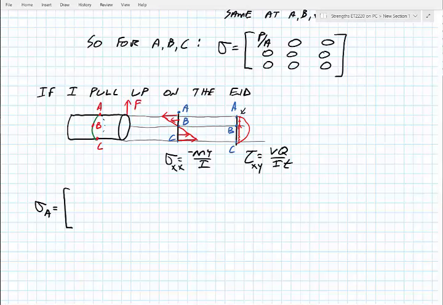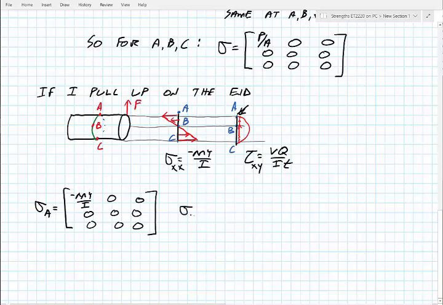Now, instead of concentrating on the sign, what I like to do to make it a little simpler is just say, is it in compression or tension? If it's compression, we have a negative sign. If it's in tension, we have a positive sign. Well, in this case, point A is in compression if I pull up on the end. So I would have a negative My over I for that sigma xx column. That's the only thing I have because I don't have any shearing force at point A. So I have 0, 0, 0, 0, 0, 0, 0, 0. And that's what the stress tensor looks like for point A.